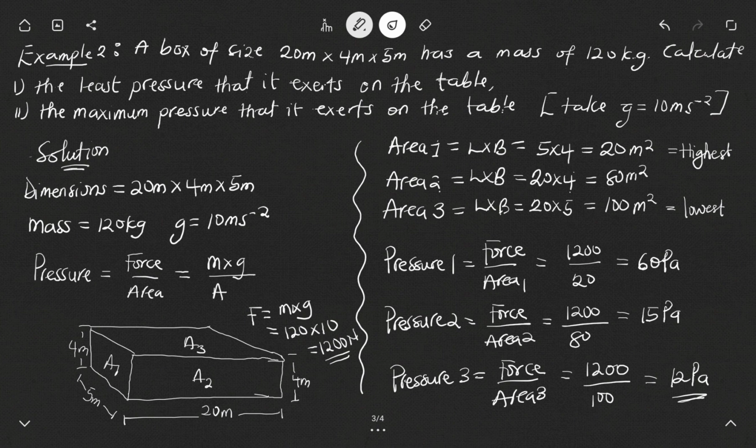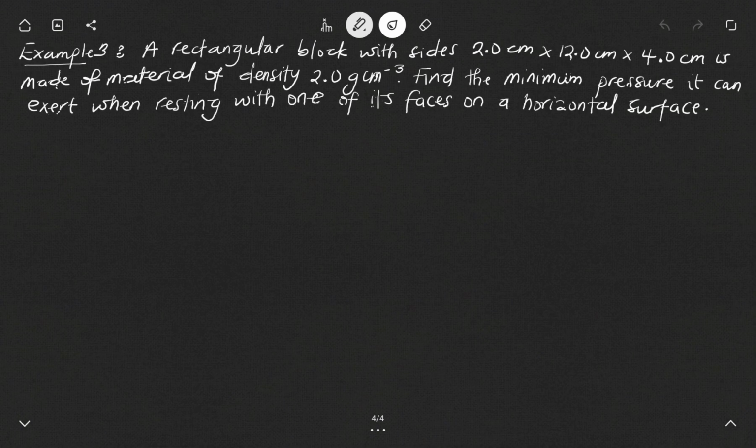All right, let's have a look at one final example, and then we end this beautiful tutorial. So the last example for this particular tutorial, we have a rectangular block with size 20 centimeters by 12 centimeters by 4 centimeters. It's made of a material of density 2 gram per cm cube. Find the minimum pressure it can exert when resting with one of its faces on a horizontal surface.